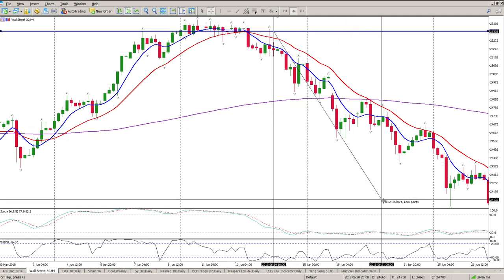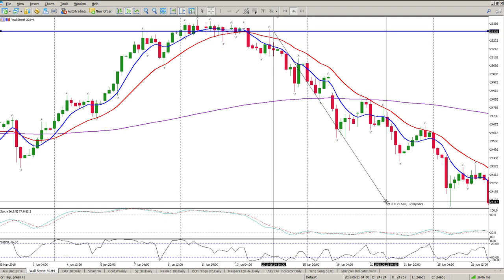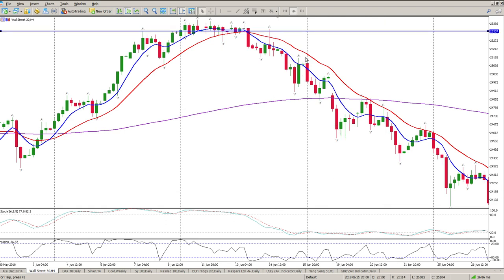And then look at the journey to the downside. For as long as the moving averages are apart like this, I just keep moving my stop down on the 4 hour.